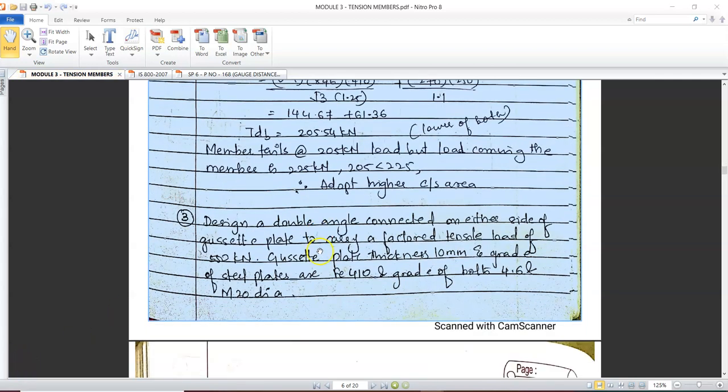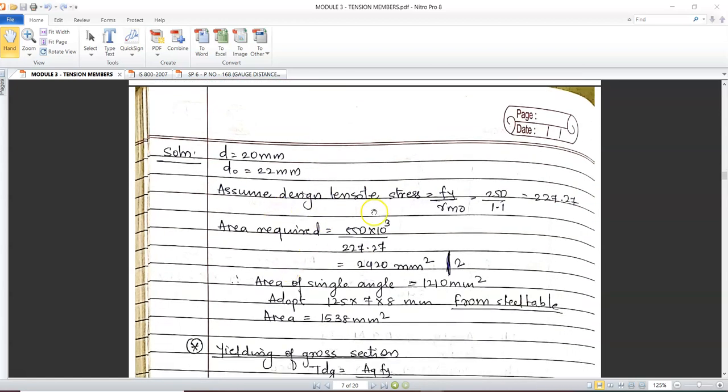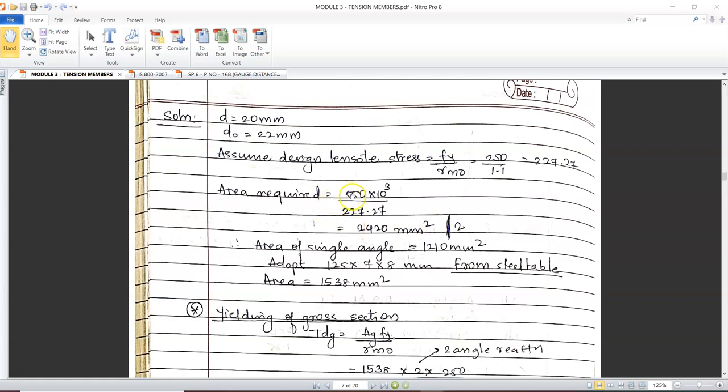Now, similarly, when you refer to the next problem, it says design a double angle connected on either side, that is back to back, of the gusset plate, to carry a factored tensile load of 550 kilonewton, and the gusset plate thickness is 10 mm, and other given data are here. Here the only change is, we have to assume the permissible tensile stress, again the same, Fy by gamma m naught, and calculate the area required: 550 into 10 to the power 3 divided by the permissible tensile stress, which will give you 2420 square mm.